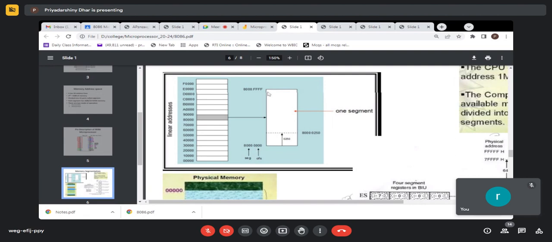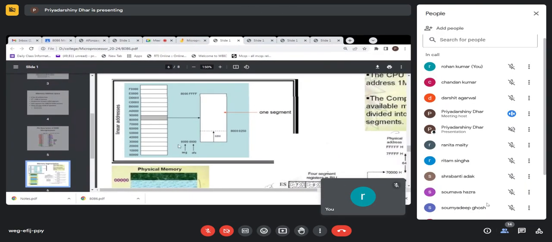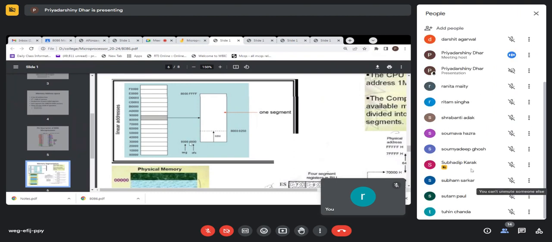Now this segment's maximum length is how much? 64 kilobyte. So to access this 64 kilobyte, we require 16 address lines. That's why this is 4 hex digits. Clear? So this is our segment address. This one is our offset address.